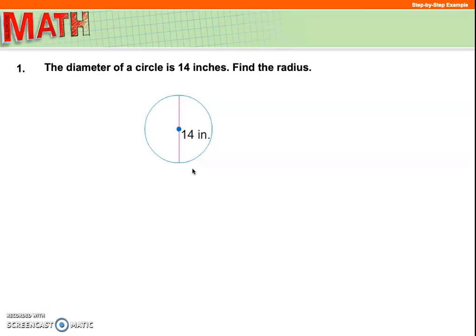So the diameter of a circle is 14 inches. If we want to find its radius, we start with the formula radius equals diameter divided by 2. We already know that the diameter is 14, divide it by 2, and we then have a radius of 7.